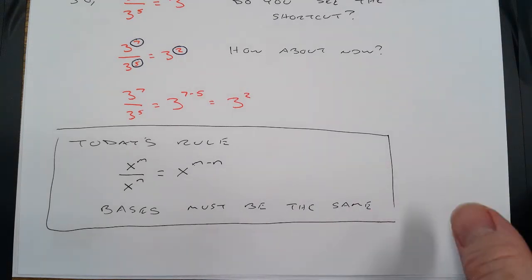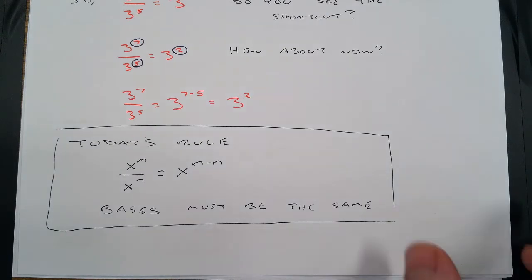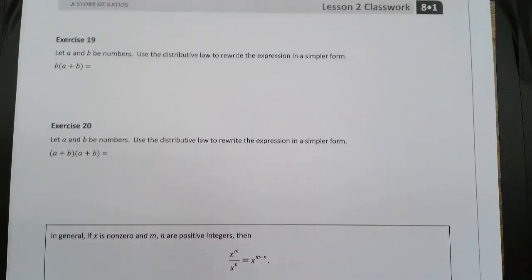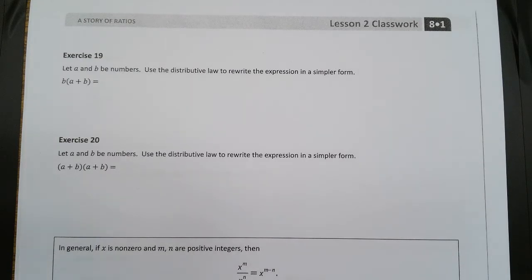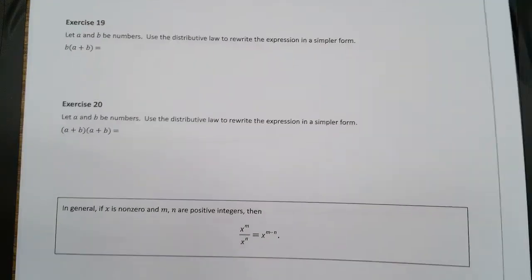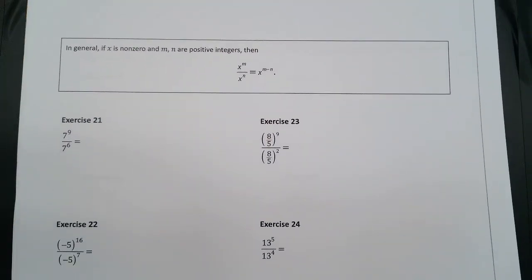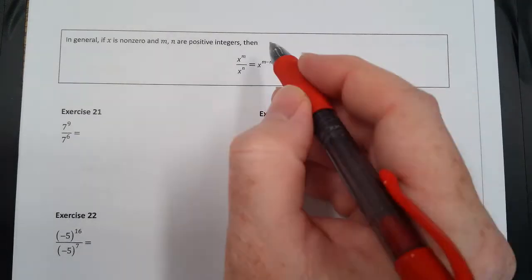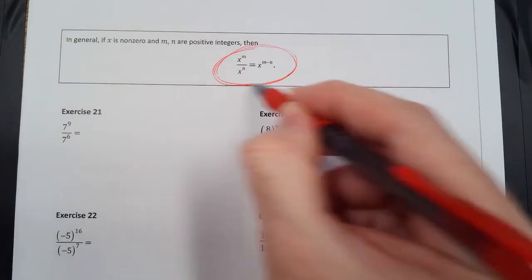Let's do a little bit of practice with this. Hopefully you wrote your notes down in your notebook or on a separate piece of paper. Our practice time is going to start on page 13. You look at page 13 and you recognize the first two problems, exercise 19 and 20. We did them yesterday, so we're not going to do them again today. We're going to go down to the next section for part B of lesson 2. And you can see they give you the rule again as a reminder. So you have it in your notes and you have it on the top of your work.